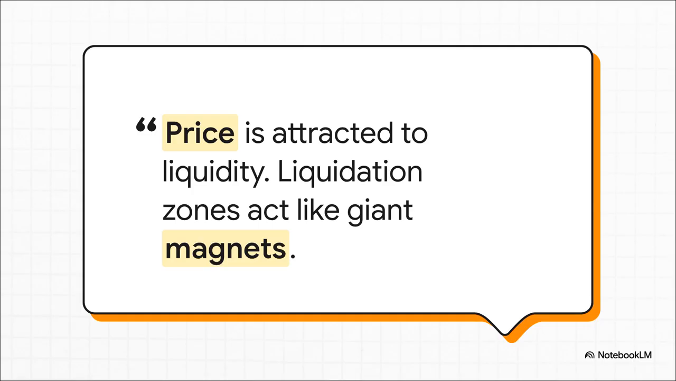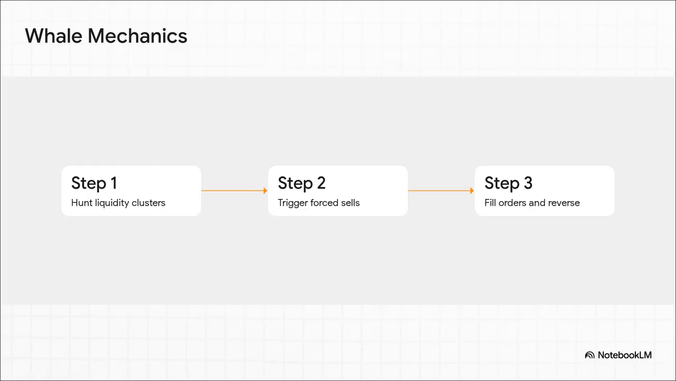The price of an asset is forcefully pulled toward these massive pools of money that are just sitting there waiting to be triggered. So how do these sharks, these massive institutional players we call whales, actually operate? Make no mistake, it's not an accident. It's a highly coordinated, ruthless hunt. Step 1, they hunt the clusters. They see exactly where all that retail money is desperately pooled together. Step 2, they aggressively shove the price right through those support levels to trigger massive forced sells. And Step 3, that resulting avalanche of selling creates the exact liquidity the whales need to secretly fill their own enormous orders, right before they snap the price back in the opposite direction.